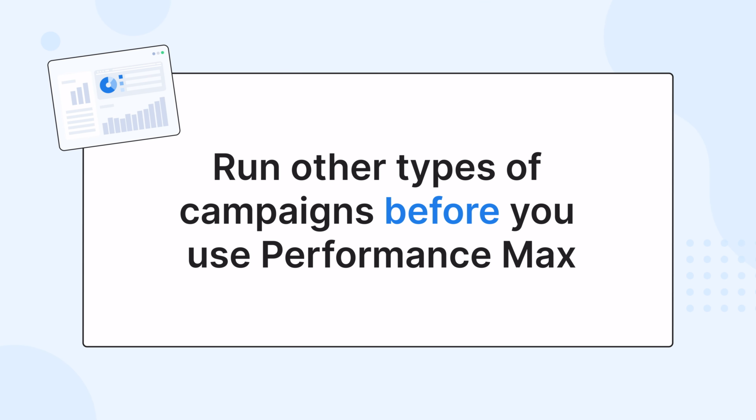First, you should run other types of campaigns before you use Performance Max. Don't jump right into the deep end with Performance Max. Run some paid search ads or shopping ads first. Only after you've spent a while on those campaigns should you start thinking about Performance Max.